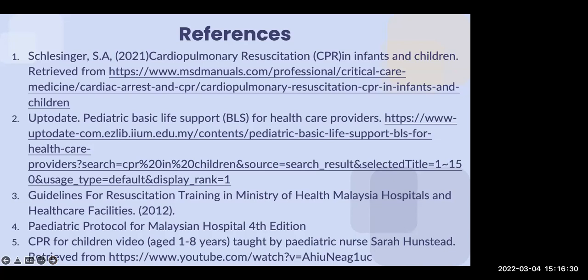So this is quite straightforward to remember. In general, if you're alone, then do 30 to 2. If you're in hospital, we do 15 to 2.